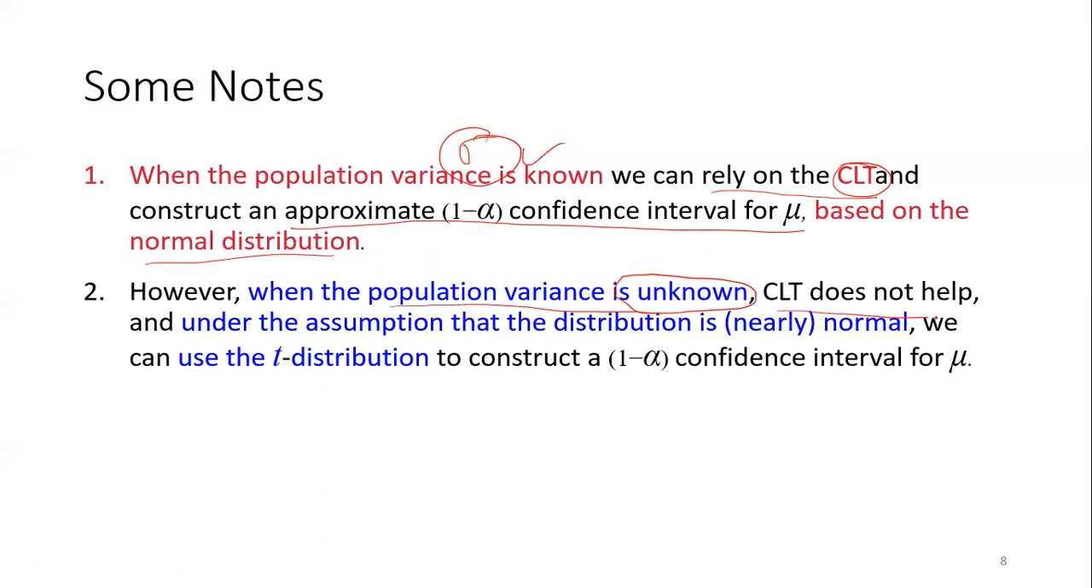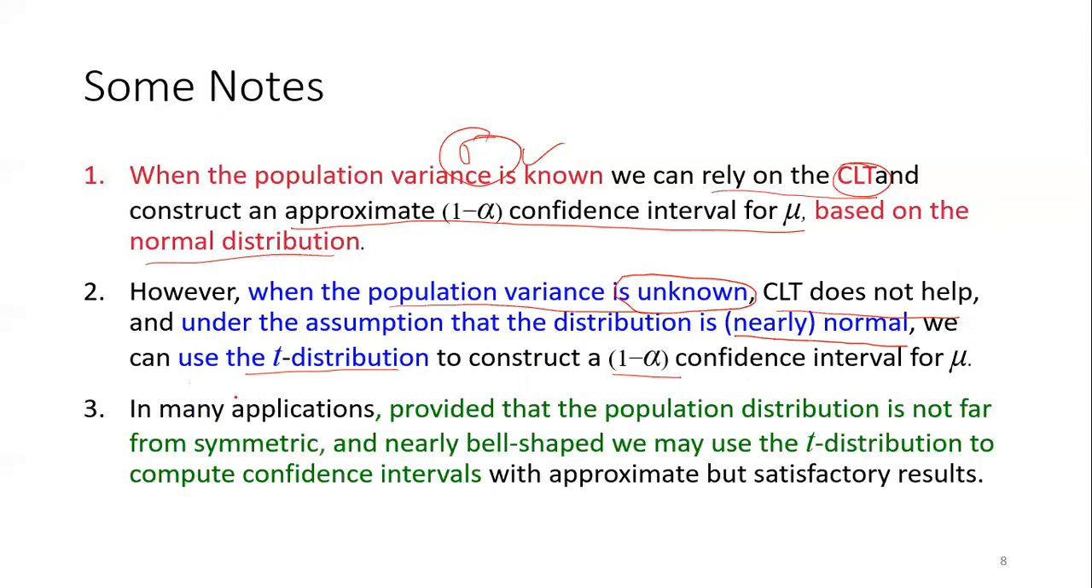Well, the CLT does not help. And under the assumption that the distribution is nearly normal, so you need normality, but approximately normal works fine, we can use the t distribution to construct again a 1 minus alpha confidence interval for mu. Well, in many applications, provided that the population distribution is not far from symmetric.